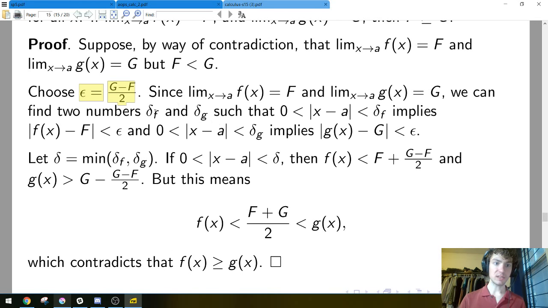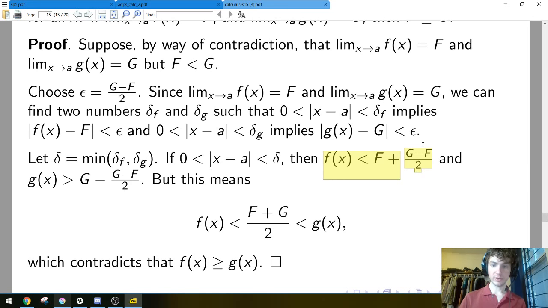Now the tricky part is that we have to use two different limits. So I label the two deltas we cook up by delta sub f and delta sub g. So we choose delta sub f to make the f difference less than that epsilon, and we choose delta sub g to make the g difference less than that epsilon. And then just as before, we take the minimum, because we want the smaller of those two. So if you choose delta to be the smaller of those two, then we know f of x is upper bounded by f plus that epsilon. G of x is lower bounded by g minus that epsilon.